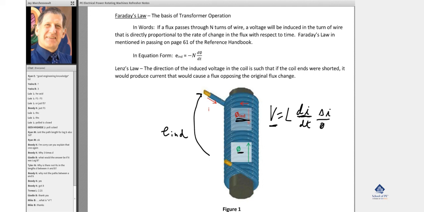So that's Faraday's law. All you have to remember here is that a changing magnetic flux will induce a voltage, and it goes in proportion to the number of turns of wire, and that becomes important when we talk also about transformers.